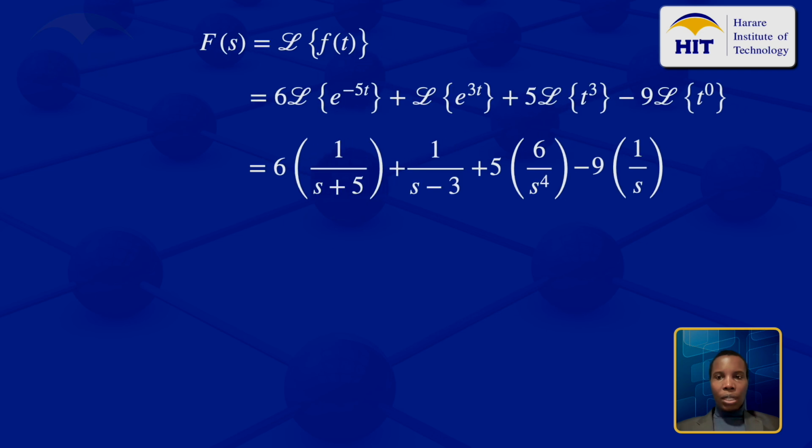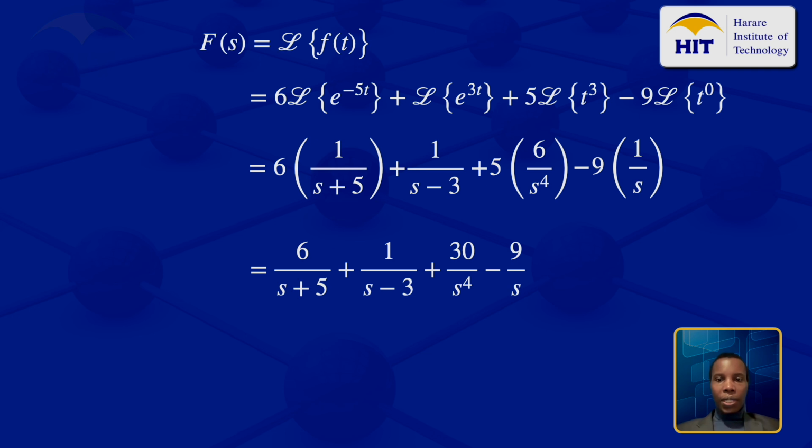We can just go on and multiply the numerators by these constants, so that our expression becomes 6 divided by s plus 5 plus 1 divided by s minus 3 plus 30 divided by s to the power 4 minus 9 divided by s. So that's the Laplace transform of the given f of t that we had.